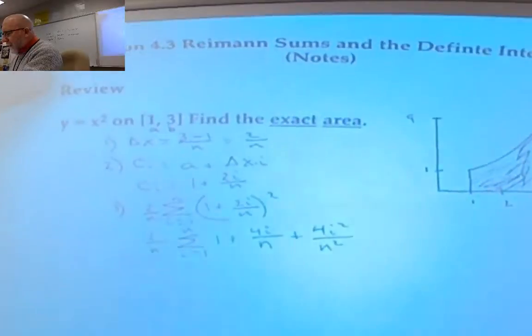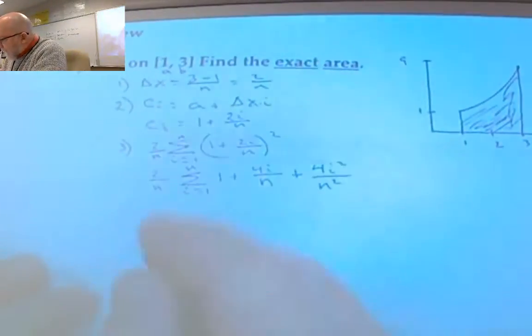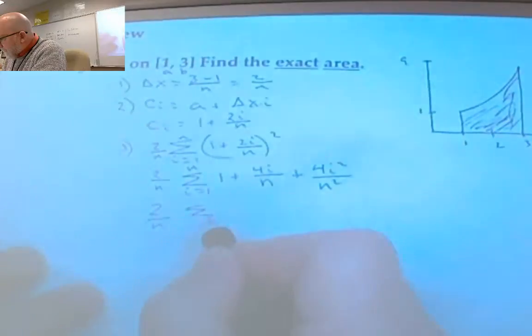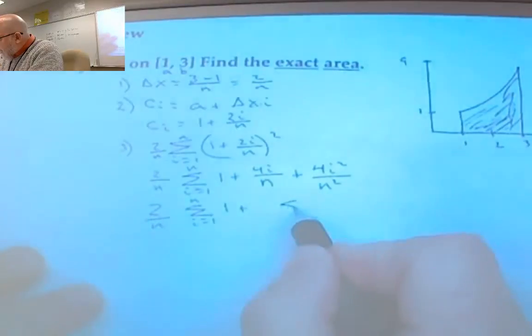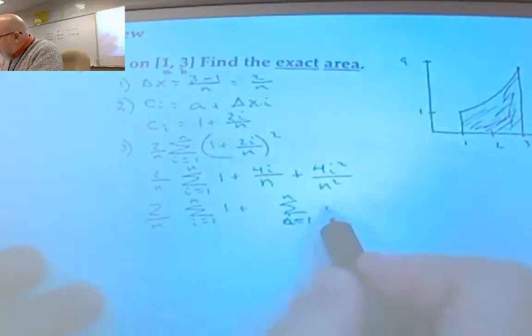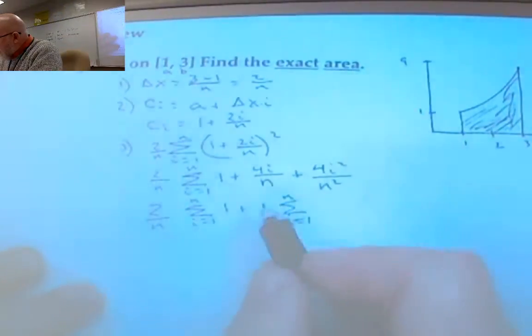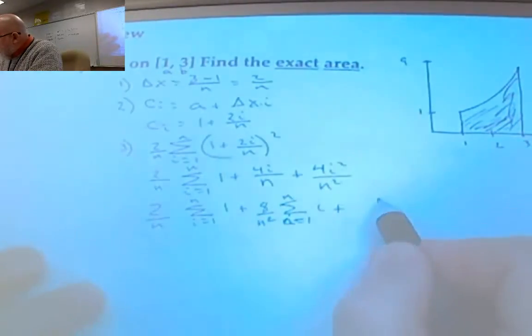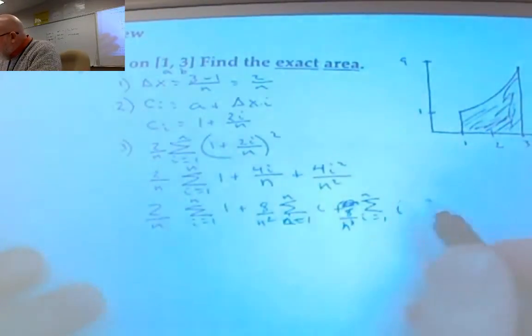All right, Hunter, what do I do next? Okay, I'm going to distribute that. On this one, what do you want me to write where? 8 over n squared, then I. And then what about this one? 8 over n cubed, I squared. You know what? I need to listen better. I'm sorry. I'm having issues. I squared, you said? Yeah.